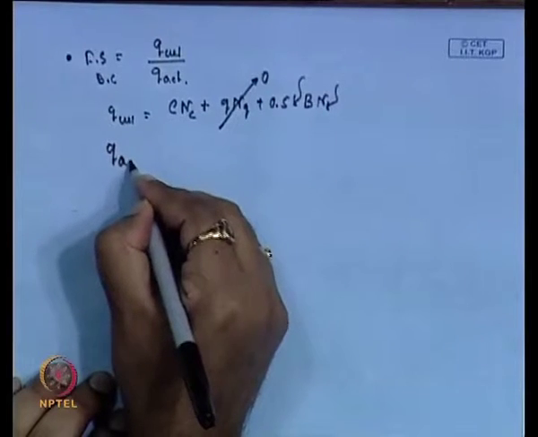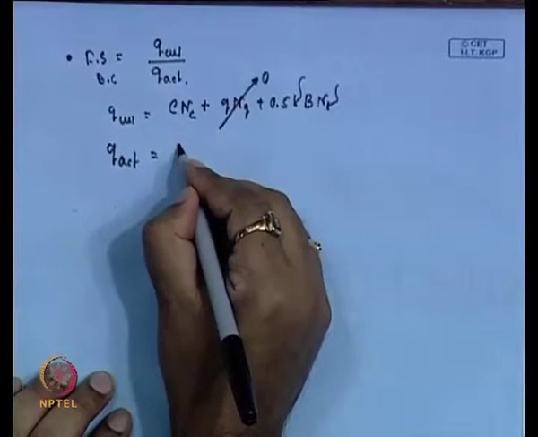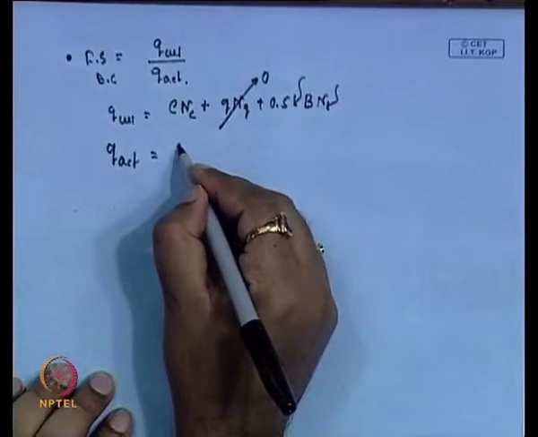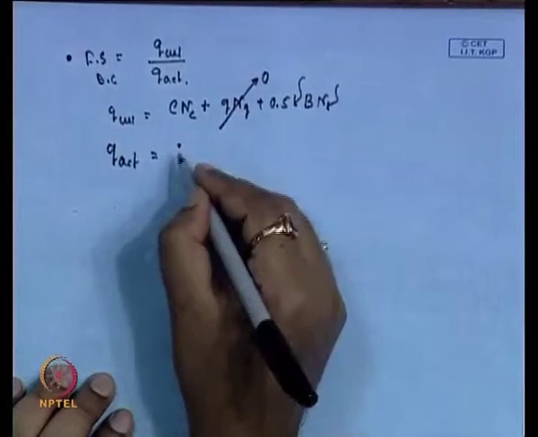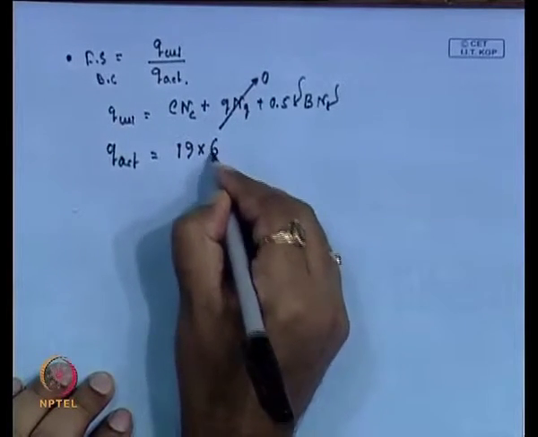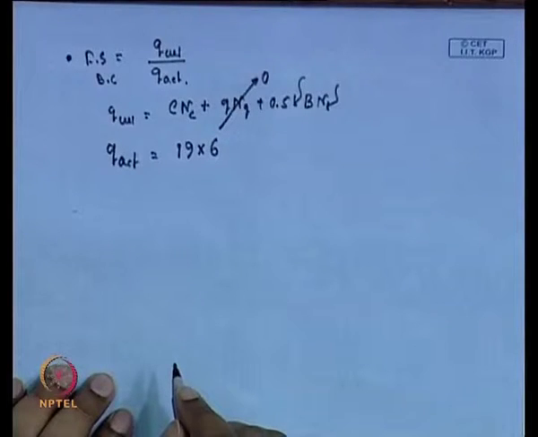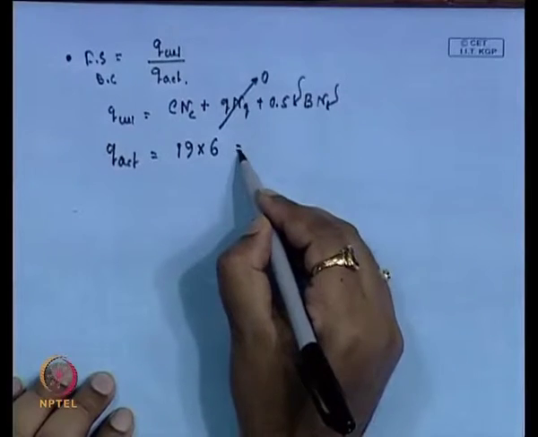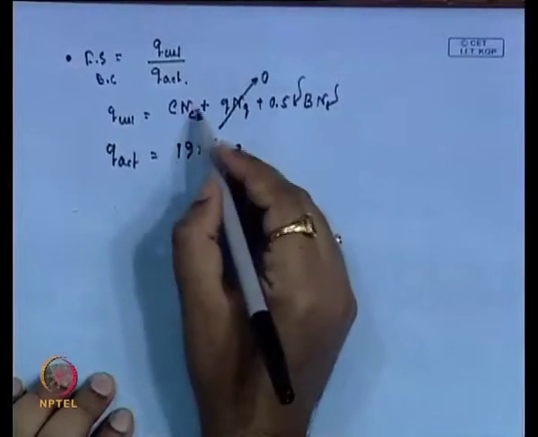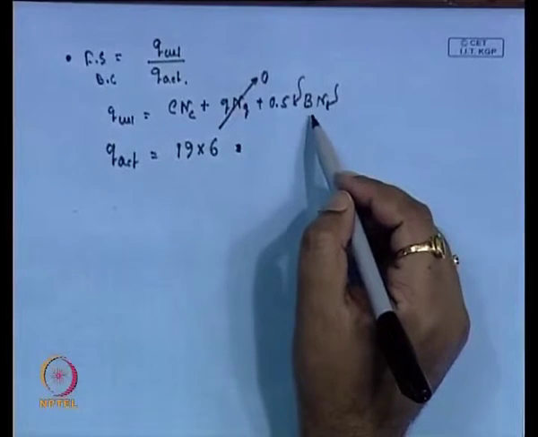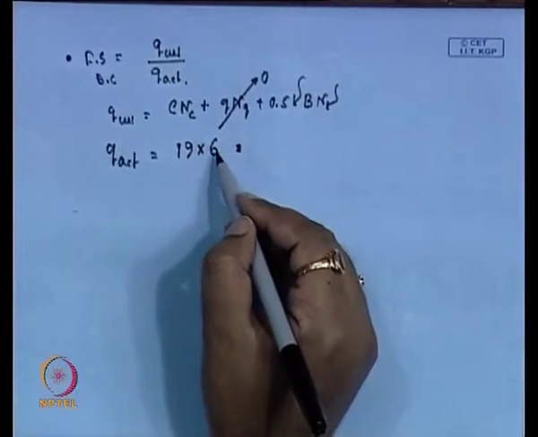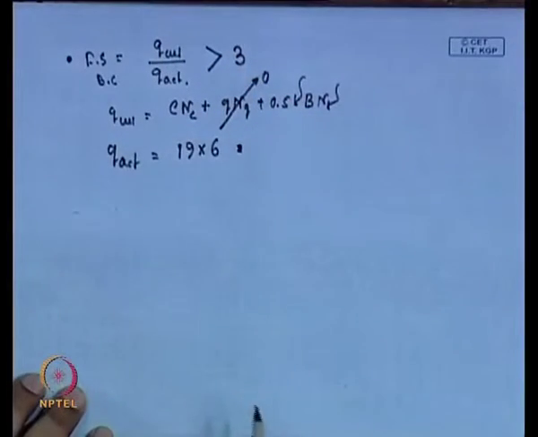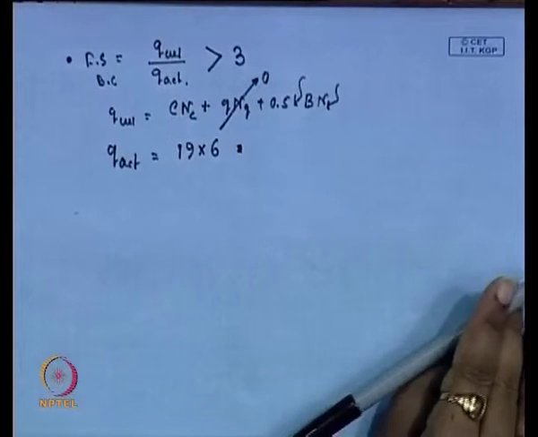And Q acting is basically the weight of the reinforced soil. Here we can consider the weight which is acting, either we can consider 19 into 6, and then we put this value, B is the length of the reinforcement, and here this is 19 into 6. Then this should also be greater than 3. If it is not, then you have to redesign this section.